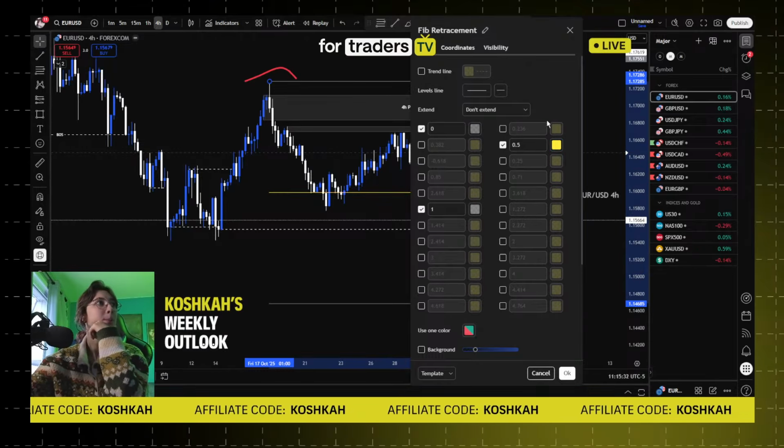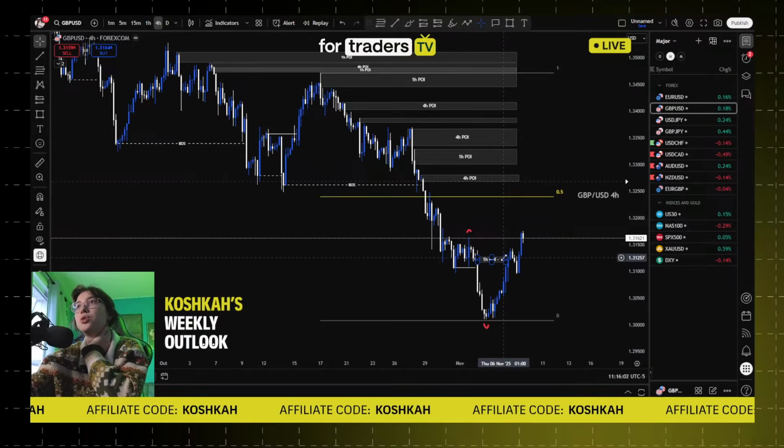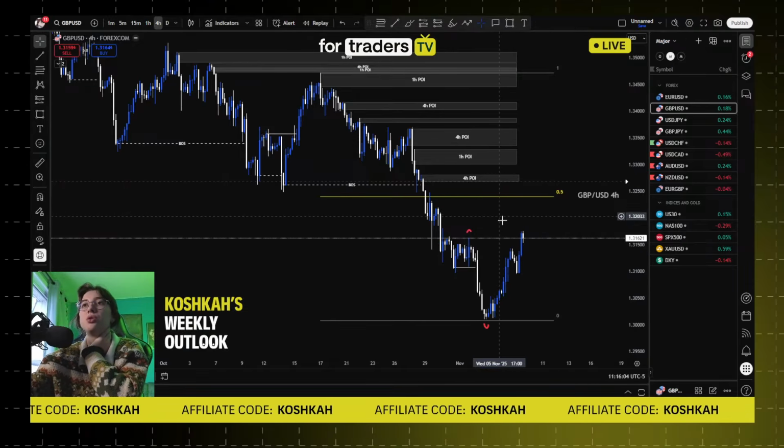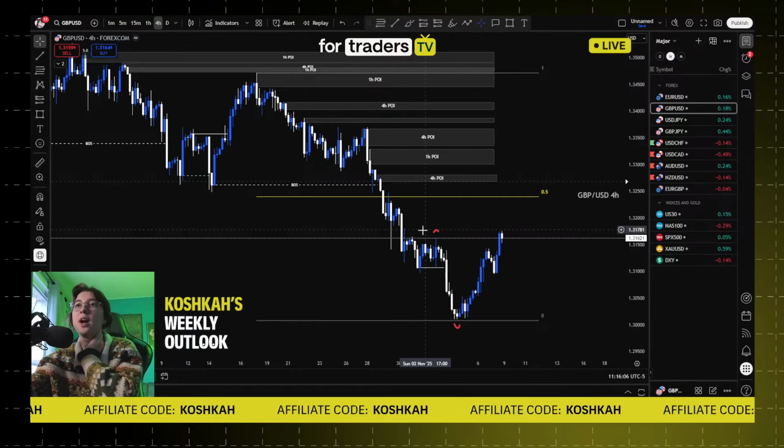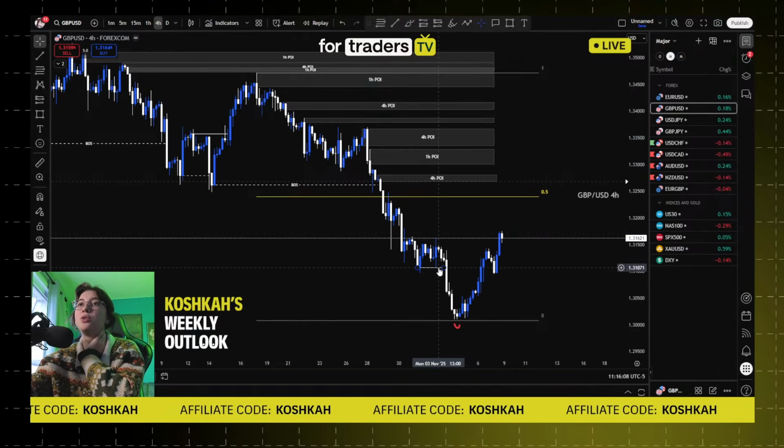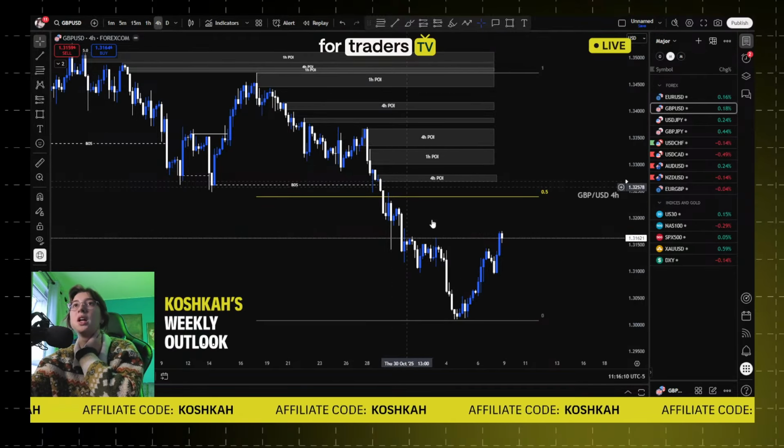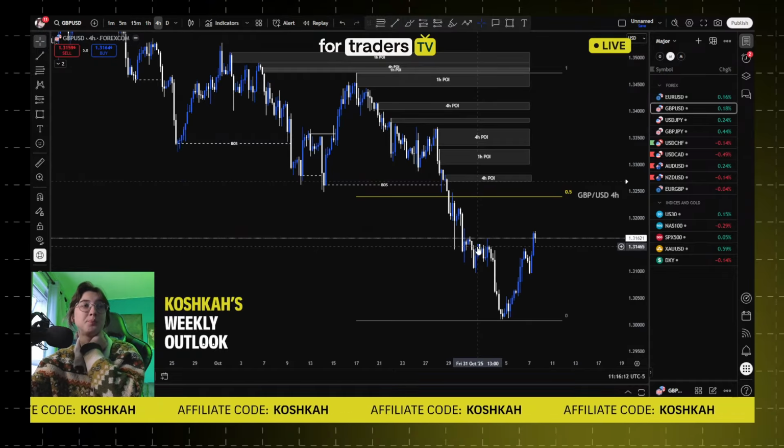So yeah, that's pretty much it. Okay, we can move on into GPUSD. So GPUSD, same thing right here. We had some internal structure, but the internal structure got destroyed, so now we still keep the huge structure.